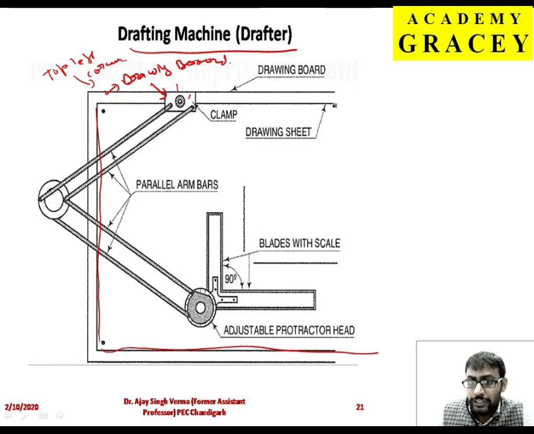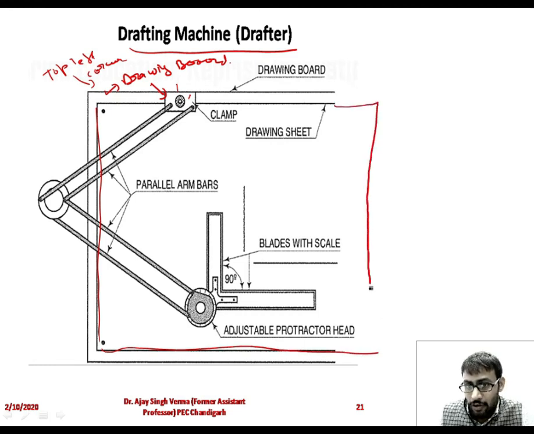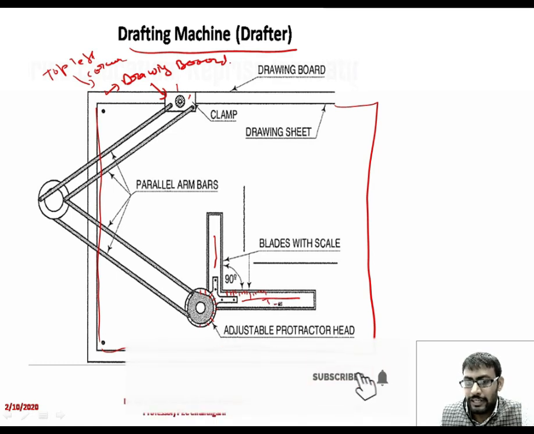What will be the purpose of this? If I draw on a complete board here, for example, with the help of these guiding bars, there is the protractor head, that is the adjustable protractor head. Here you can see the gratings are there to make an angle on your sheets. And this is your scale blade, and it has a scale with gratings in mm, so we can draw a particular length with the help of this scale. It works as a T-square.